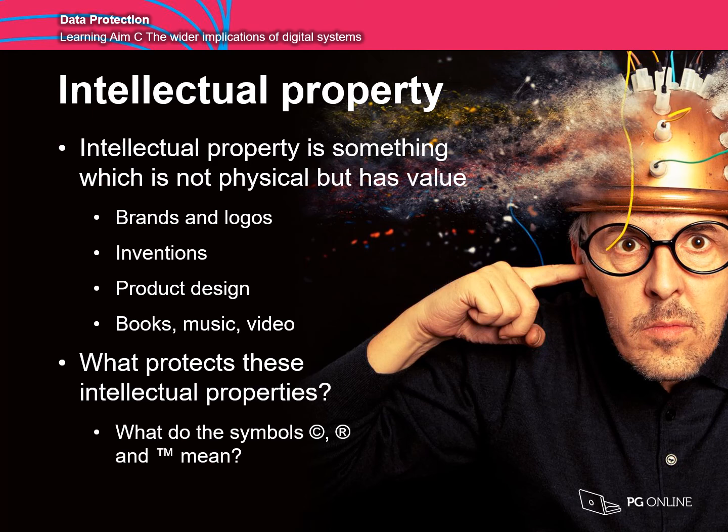Also, books and music and videos that are created. If somebody took a part of music, what someone had already created, and used it in their song, this would break the intellectual property rule. We're now going to look at a few more examples of intellectual properties, such as copyright and trademarks.